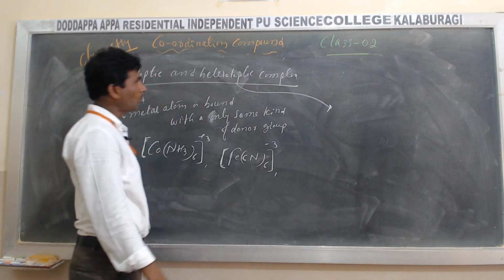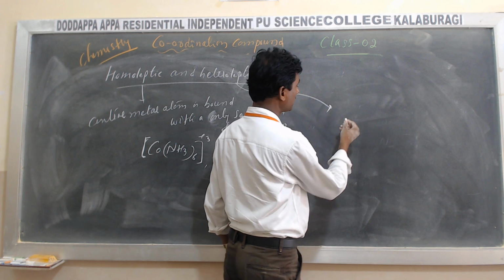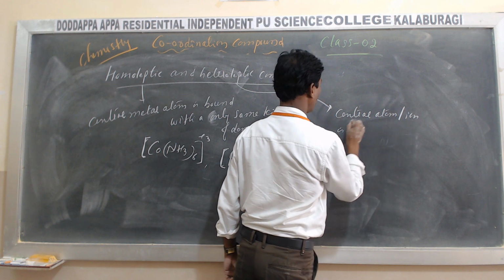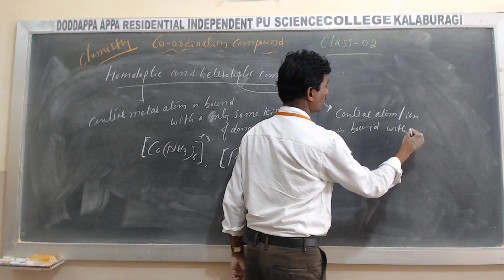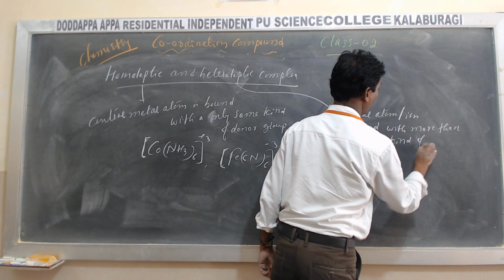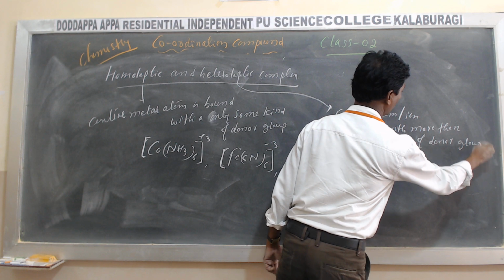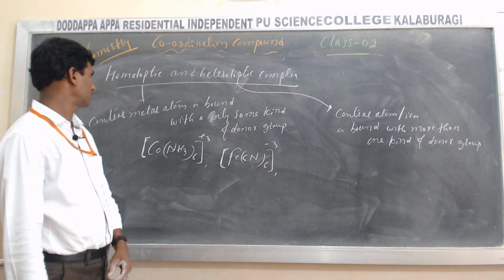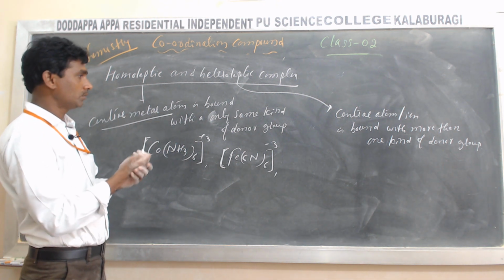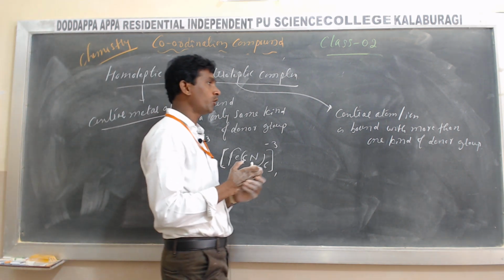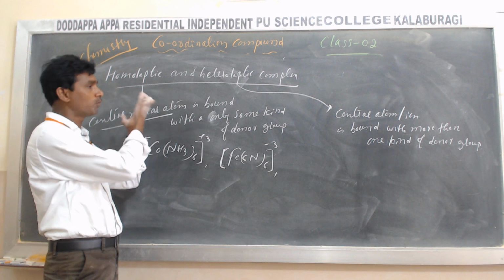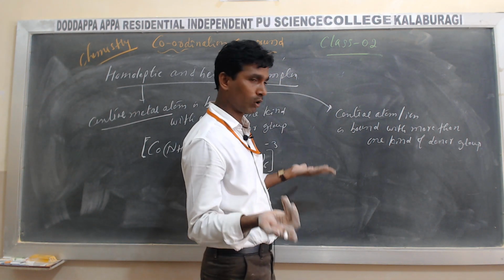Next is the heteroleptic complex. The heteroleptic complex is defined as one where the central atom or ion is bound with more than one kind of donor group. So in a homoleptic complex, the central metal atom is bonded with the same kind of donor group, whereas in a heteroleptic complex the central atom or ion is bound with more than one kind of donor group. Different kinds of ligands attached to the central atom make a heteroleptic complex.